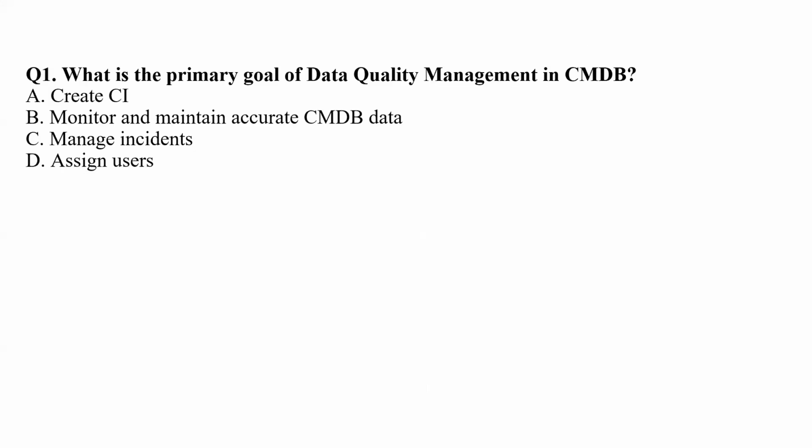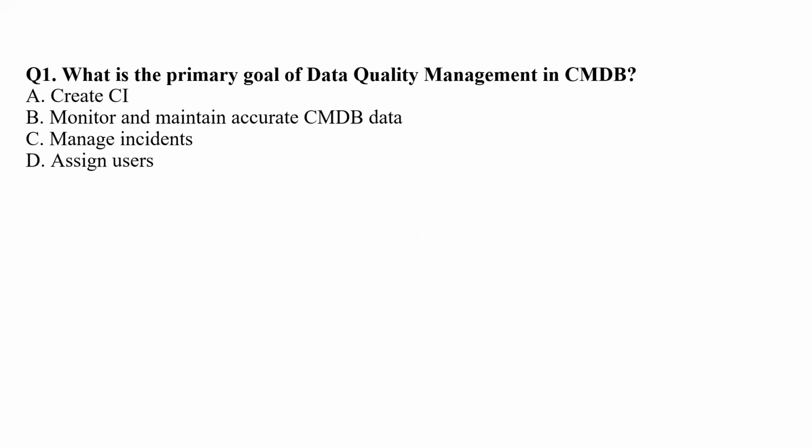So the first question is, what is the primary goal of data quality management in CMDB? Option A, create CIs. Option B, monitor and maintain accurate CMDB data. Option C, manage incidents. Option D, assign users. So one more time, please check the question. What is the primary goal of data quality management in CMDB?